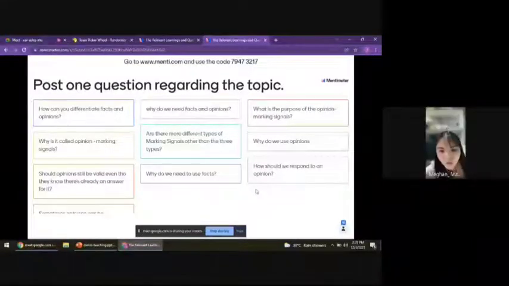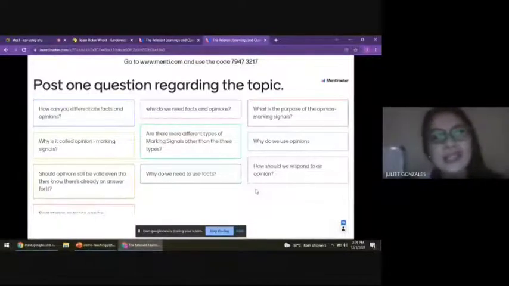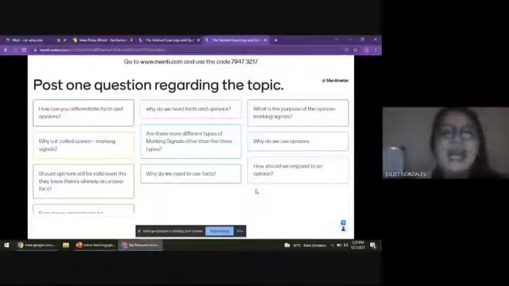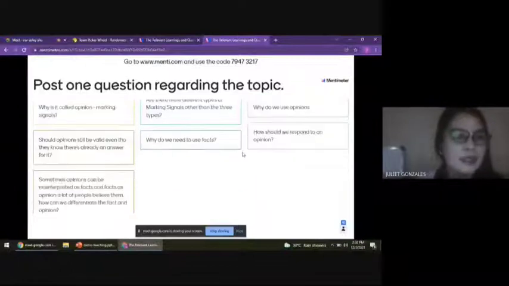It is called opinion marking signals because they are words that we put in a sentence to convey our feelings and opinions. Okay, so they are called opinion marking signals because they are words, phrases, or expressions intended to express or convey opinions. Why do we express opinions? Who raised a hand?